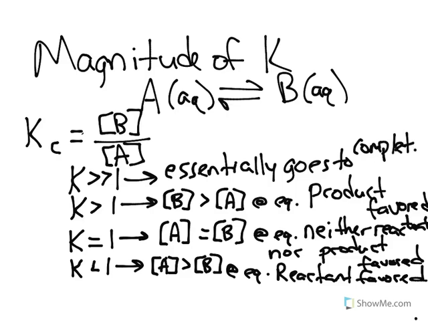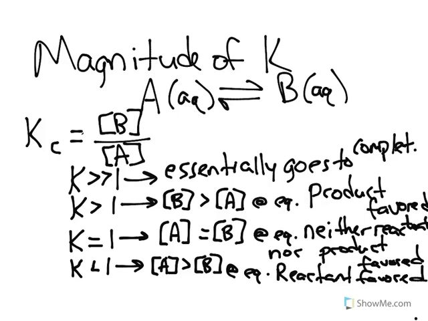Okay, so this is essentially going to completion. Now that's handy, but before we get there, we have to realize something. This can't actually go to completion. Since this process is reversible, if I were to use up all of the A, some of this B will have to turn back into A. So the reaction can't literally go to completion, but for all intents and purposes, it basically does.